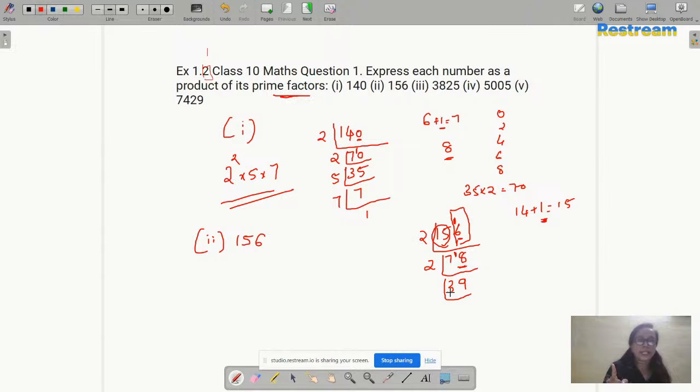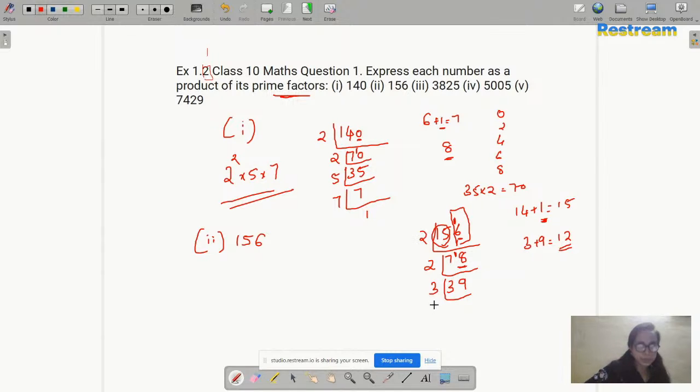Again 39. That is an odd number, right? 39 is an odd number. Add 3 plus 9. 3 plus 9 is equal to 12, right? I am doing the divisibility test of 3, right? 12 is in the table of 3. So definitely this is divisible by 3.